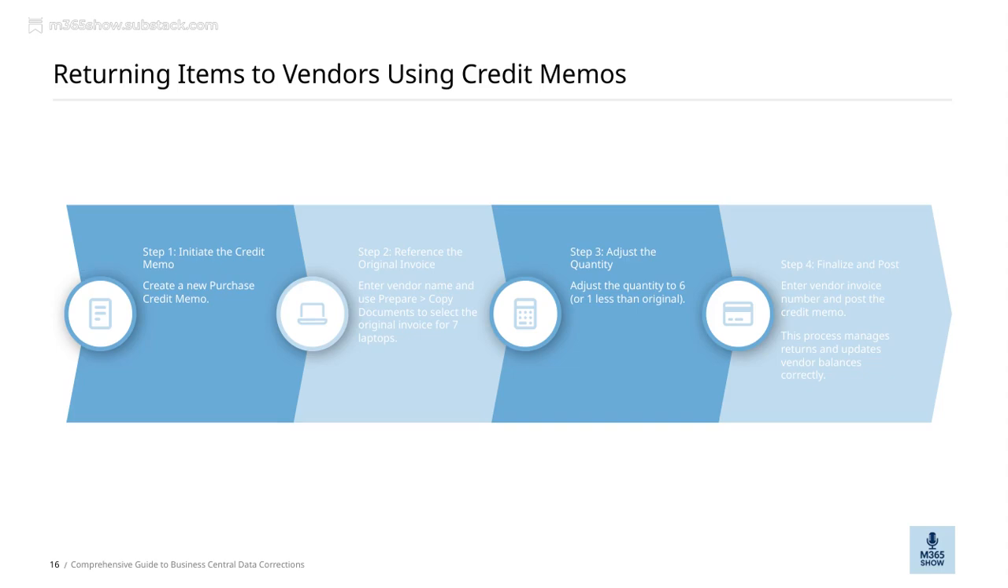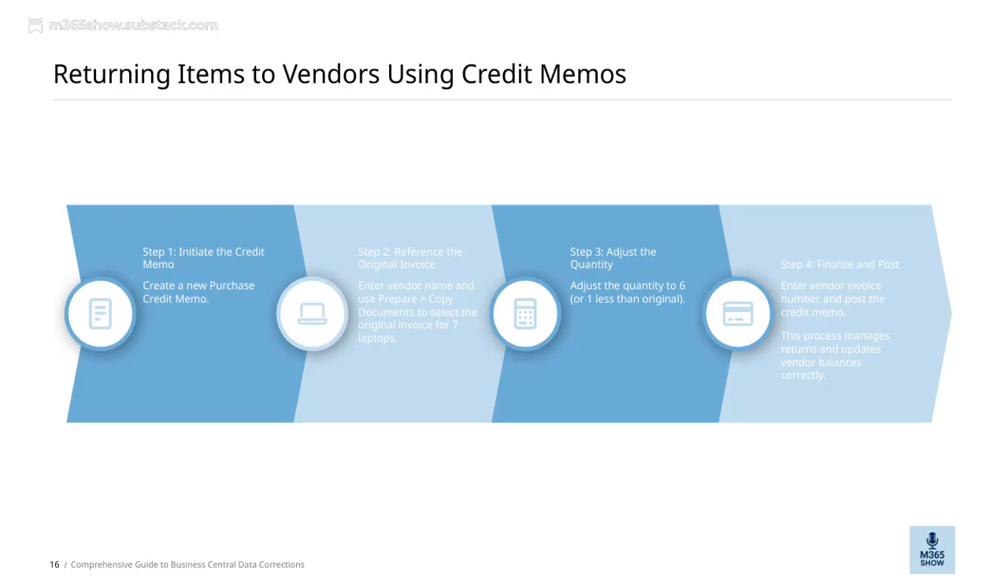Then, you'll want to reference the original invoice. To do this, enter the vendor's name and use the Prepare menu to copy documents. Select the original invoice, which in this case includes 7 laptops, to keep everything linked accurately. After referencing the original invoice, you'll need to adjust the quantity. Reduce it to 6, or just 1 less than the original, to reflect the returned item.